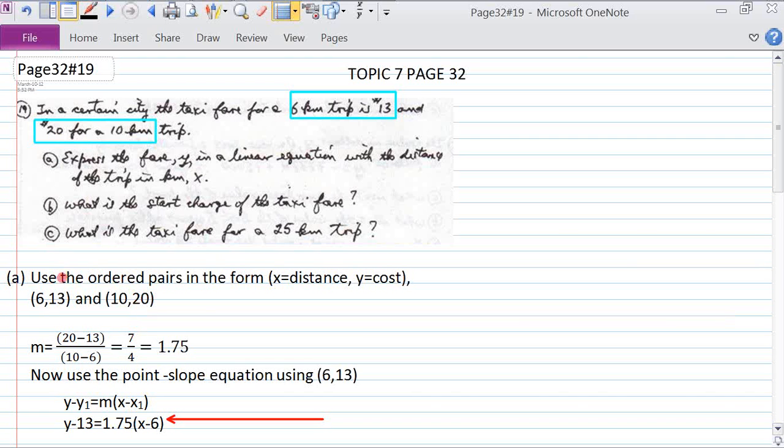The difference in the y's, 20 minus 13, over 10 minus 6. 20 minus 13, my difference in my y's, over 10 minus 6. 20 minus 13 is 7. 10 minus 6 is 4. I get 1.75.